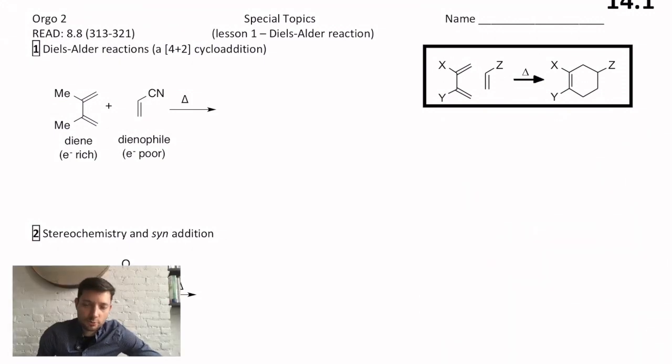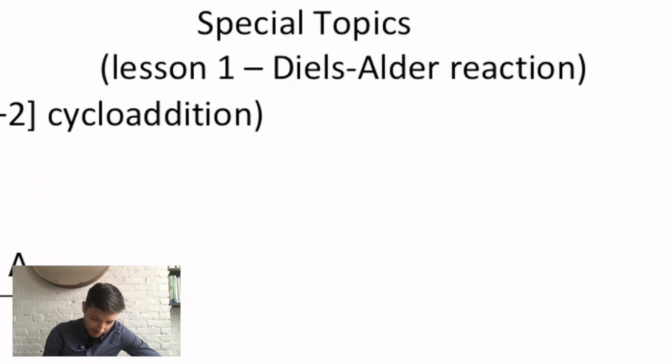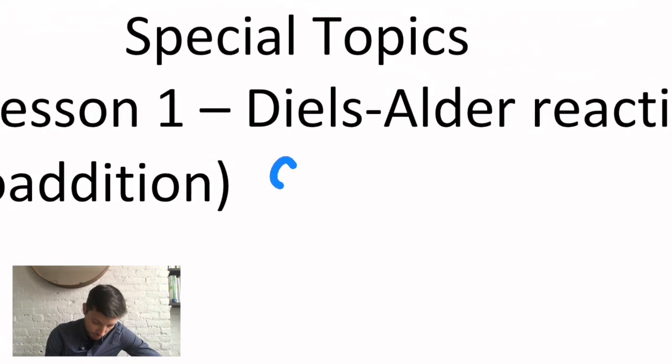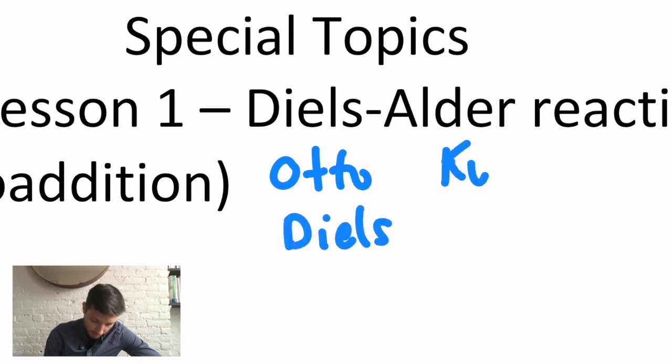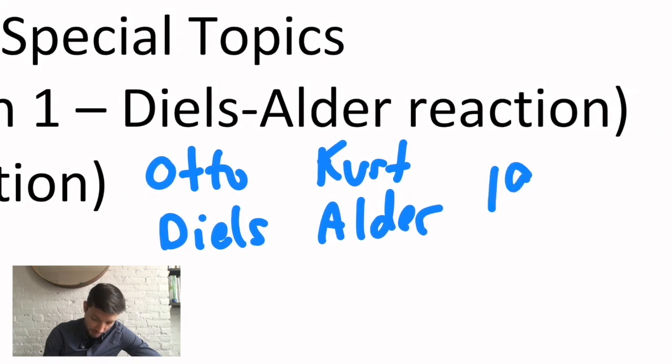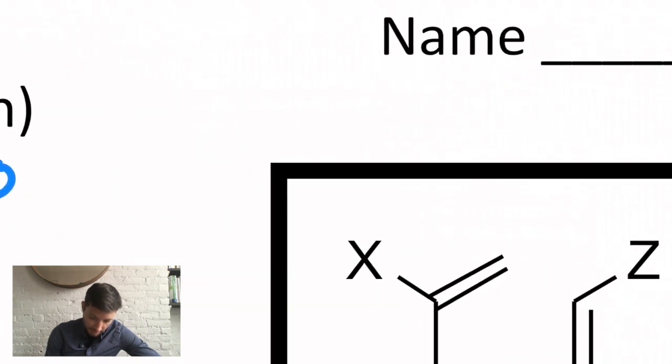Chemists, in this lesson we are going to look at the Diels Alder reaction. This is a very famous cycloaddition reaction that was developed by Otto Diels and Kurt Alder. They won the Nobel Prize for this in 1950. And it looks like what you see over here in the box on the right.